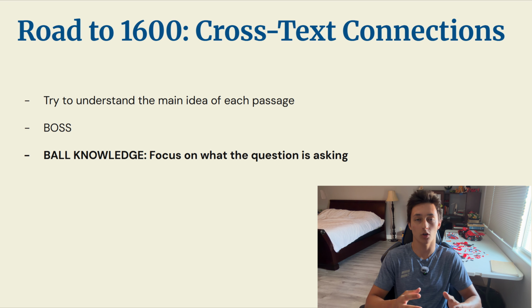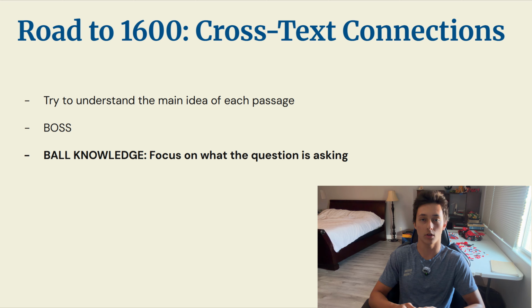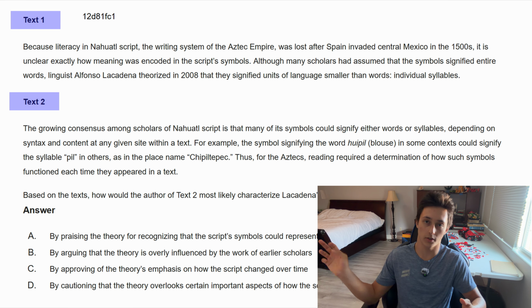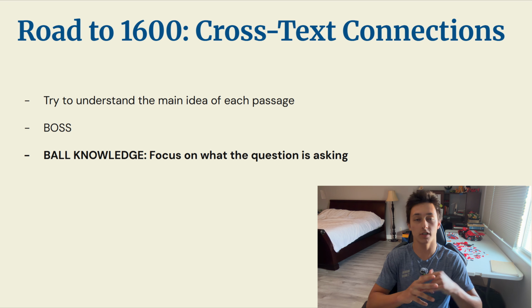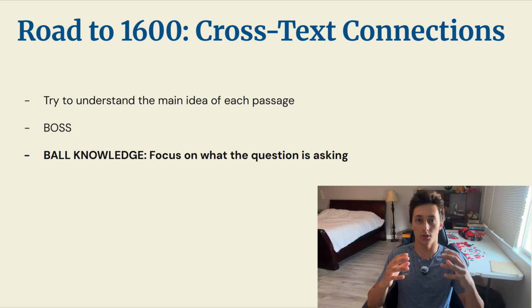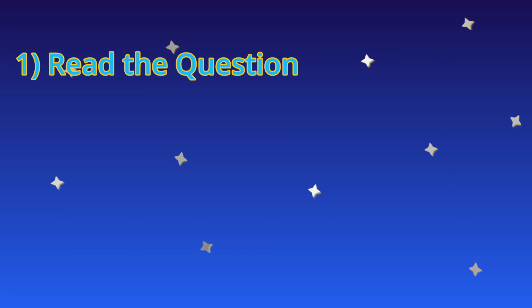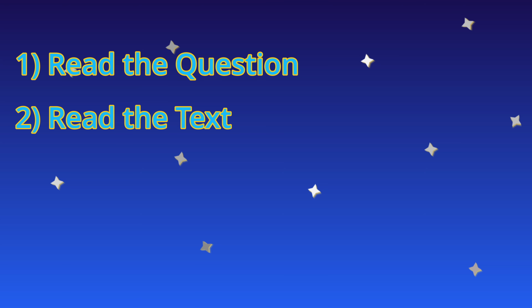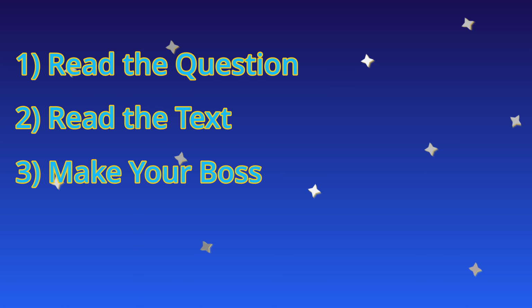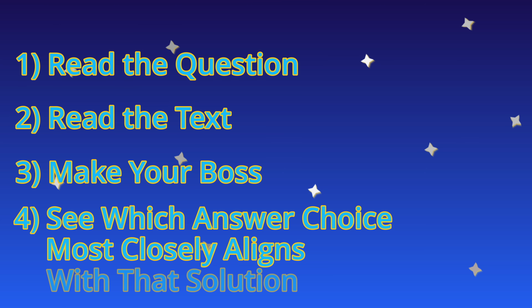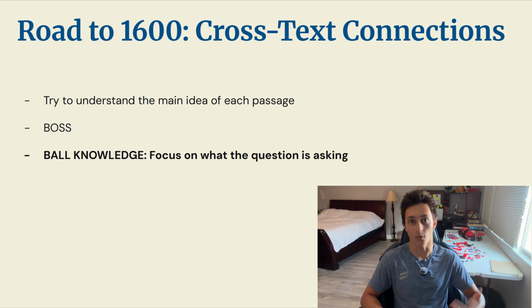So cross-text connection questions are easily identifiable because there's text one and there's text two, and then there's the question that asks the relationship between them. So if you see a text one and a text two, then you know it's a cross-text connections question. For these types of questions, pretty much the order is: one, read the question; two, read the text with the question in mind; three, make your boss or your own solution, your own guess; and four, see which answer choice most closely aligns with that solution. With that said, let's get right into the questions.